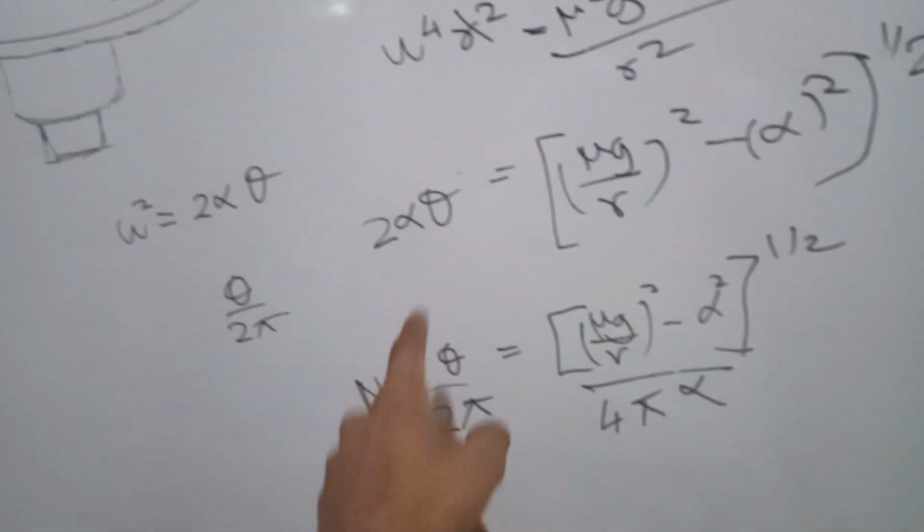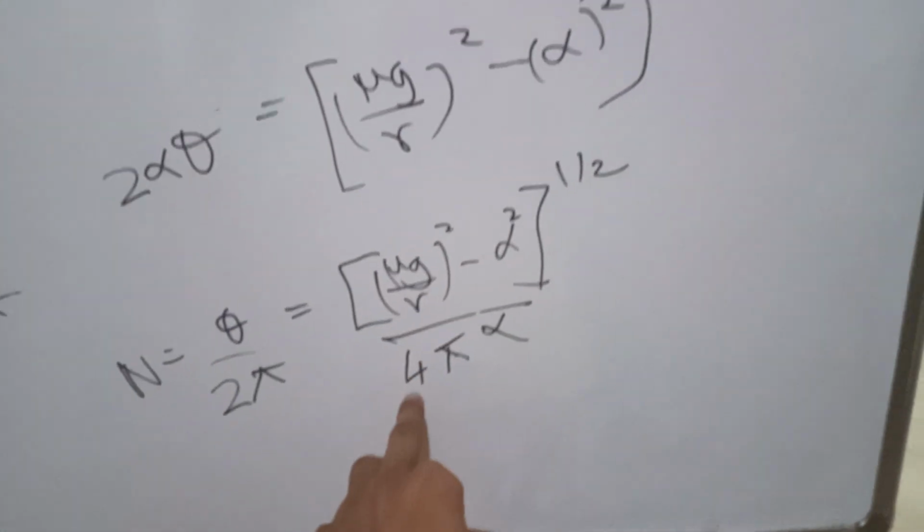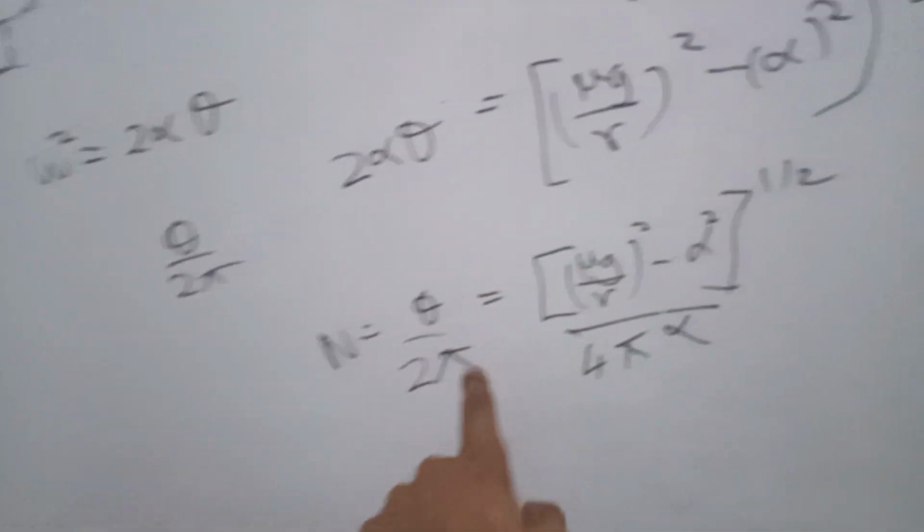Like this, the theta value we can write. Since I'm dividing it by 2 pi, you will get 4 pi alpha. Such an easy question.